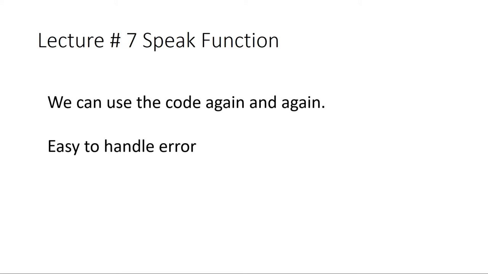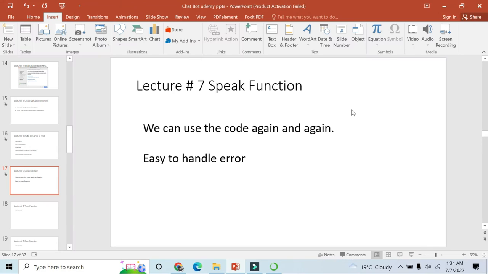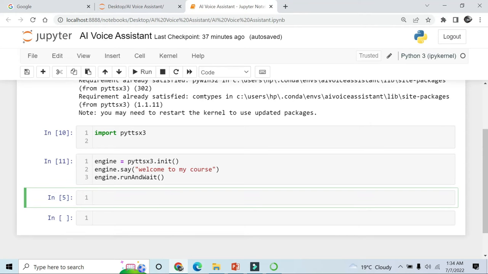So let's see how you can create a speak function. Let's go to Jupyter notebook. For creating a function, we use the def keyword and then we write the name of the function. We're going to write the speak function.